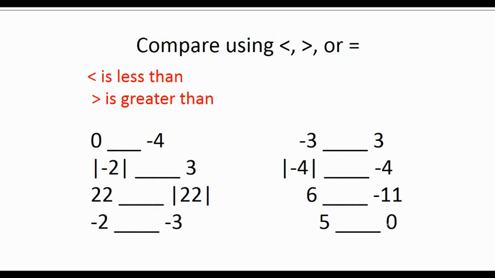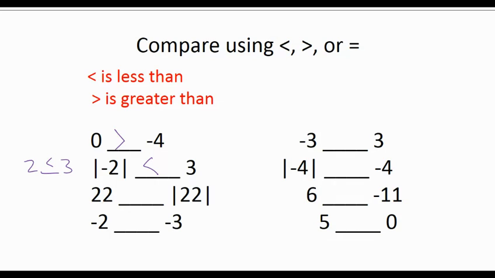If you get yourself confused, think in terms of temperature. Is 0 degrees warmer than negative 4 degrees? Yeah, it is. So that means it's going to be greater. 0 is greater than negative 4. So let's look at our next one. The absolute value of negative 2 and 3. First thing we've got to do is figure out the absolute value of negative 2. The absolute value of negative 2 is 2. So this is really comparing 2 and 3. And we know 2 is less than 3, so the absolute value of negative 2 is less than 3.